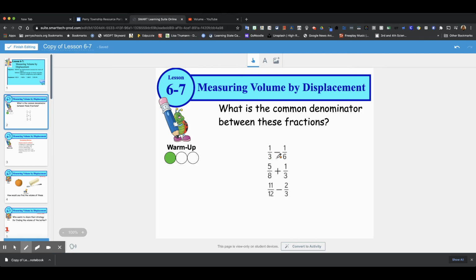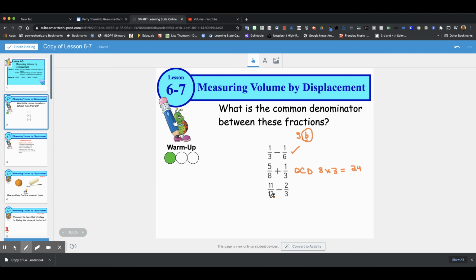So for the first one, again, we said we had 3 and 6. We know that if we list the multiples of 3, we can get to 6, and 6 is already there, so 6 would be the common denominator. 8 and 3, we know that these are very different numbers. 3 is odd and 8 is even. 3 cannot become 8 easily. So we might want to do a QCD for this one and do 8 times 3, which would give us a common denominator of 24.